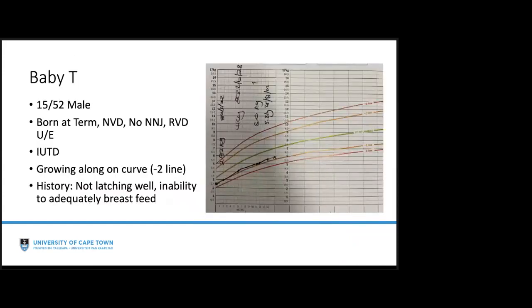So baby T is a 15-week-old male born at term with a normal birth history and immunizations up to date. However, growing along his own curve at the -2 line. And this baby presented with a history of inability to latch well and adequately breastfeed.